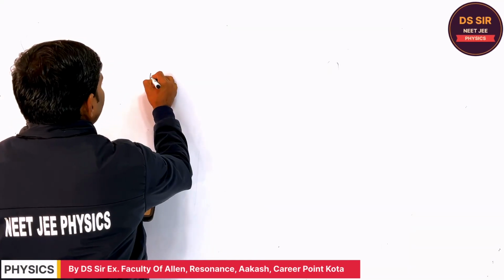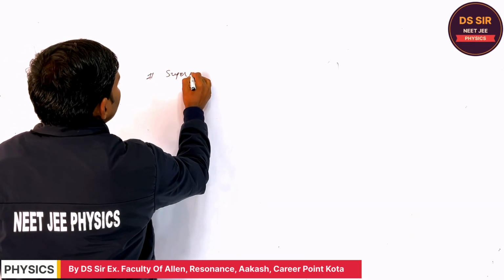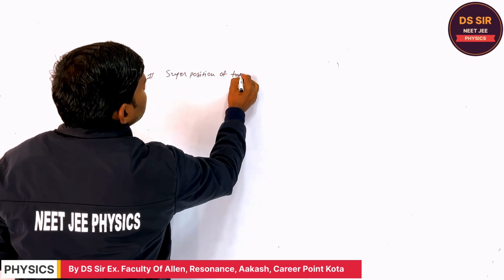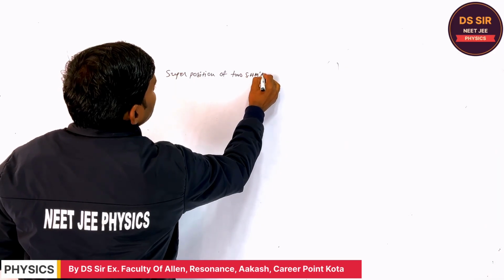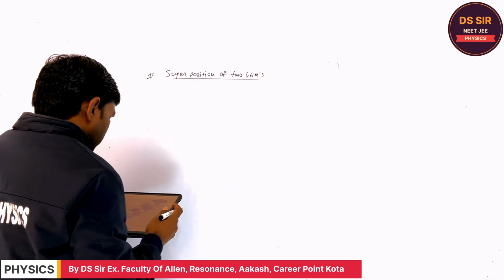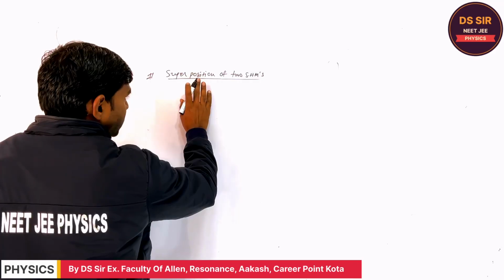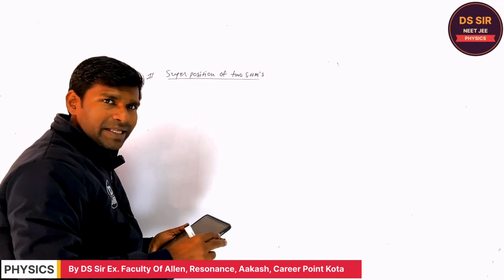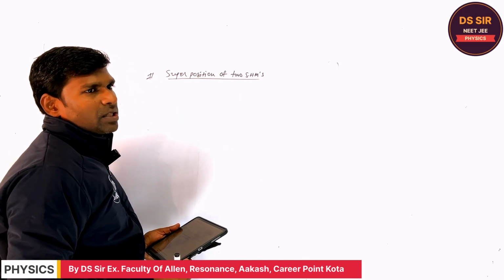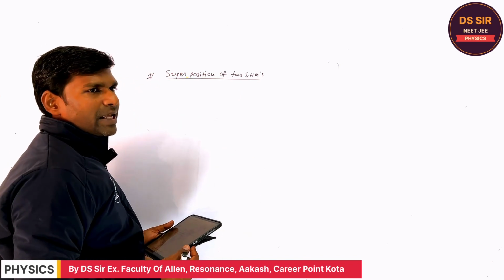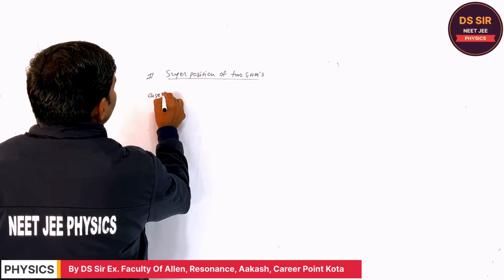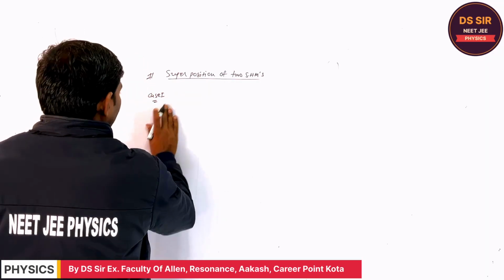So now we discuss a new next topic, and it is the superposition of two SHM. In this superposition of two SHM, the two particles performing SHM will be superimposed on each other. Then what is the resultant SHM we have to consider? So in this case we will discuss case 1.